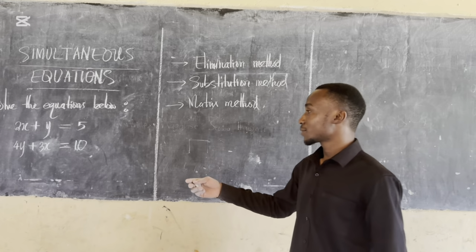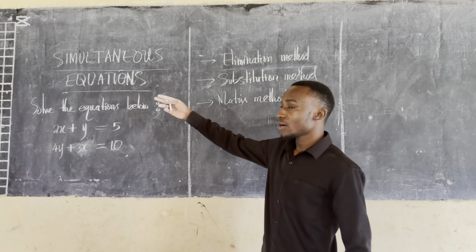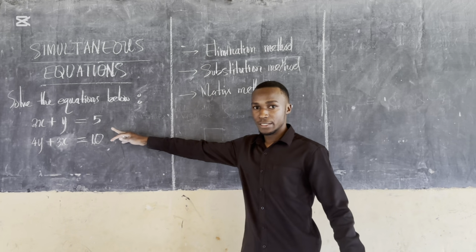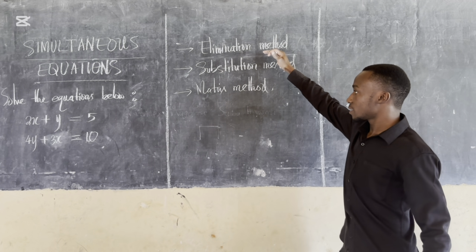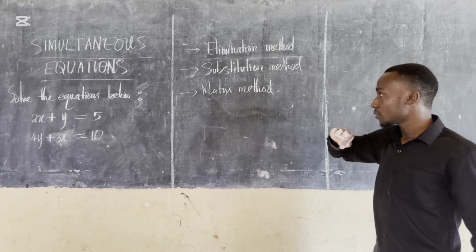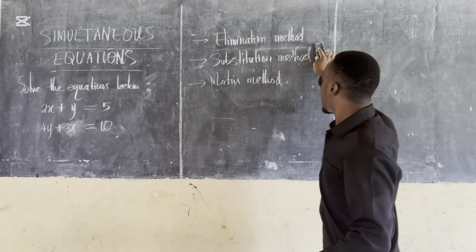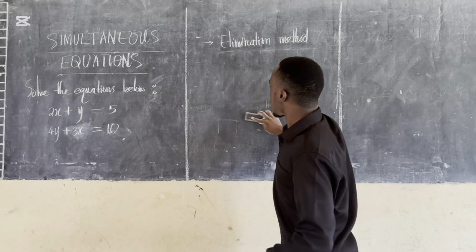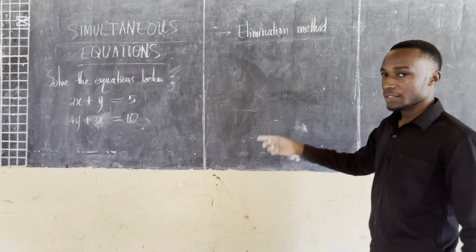So at the moment, we are going to look at how to solve simultaneous equations, and we're going to use this as our example to demonstrate how to use these three methods. So let us be very attentive and understand these methods. First of all, we are going to use the elimination method.